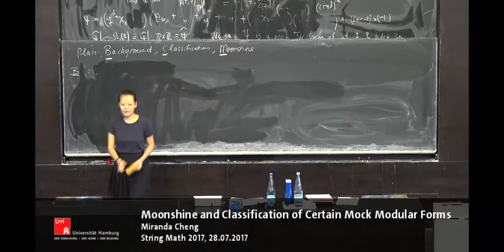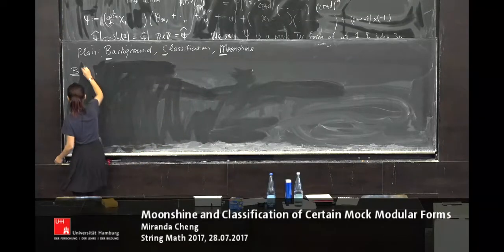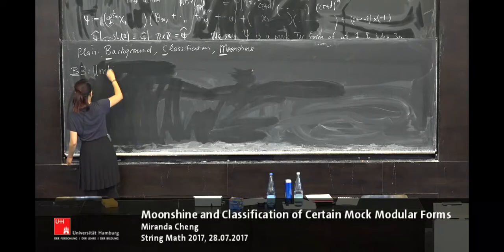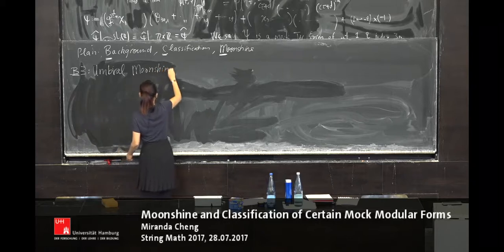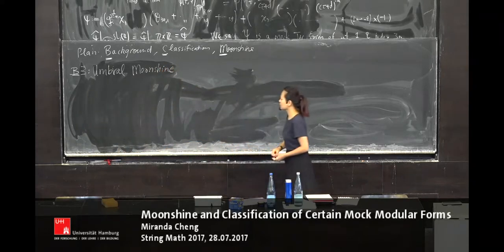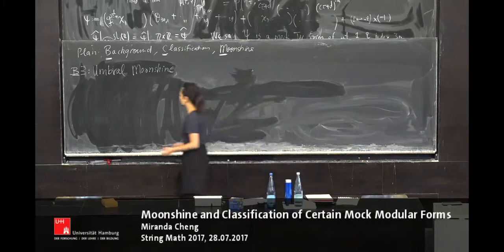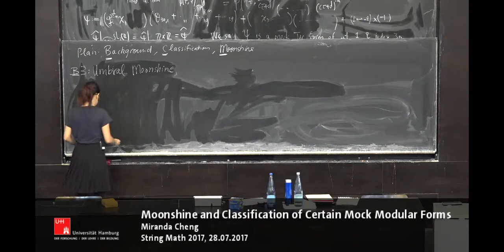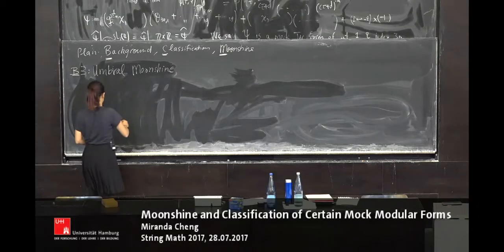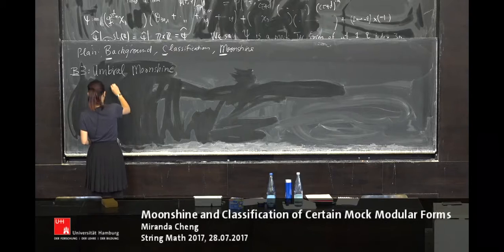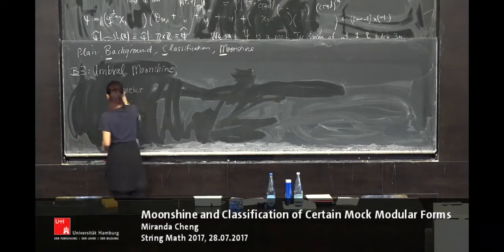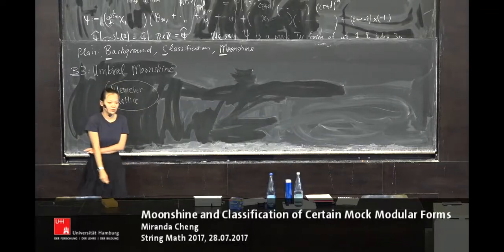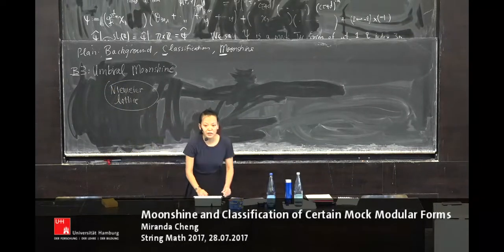So the third and last part of the background is what's called Umbral Moonshine. This was developed by John Duncan, Jeff Harvey, and myself in 2013. I have spent too much time with mock Jacobi forms in the last six years because of this. The construction starts by taking a Niemeier lattice as the starting point. So a quick reminder of what a Niemeier lattice is.